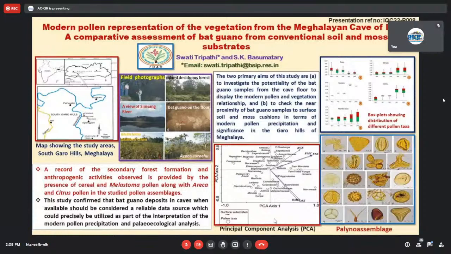The study confirmed that bat guano deposits in caves, when available, should be considered a reliable data source, which could be utilized in the interpretation of modern pollen precipitation and further paleoecological analysis. Thank you very much.